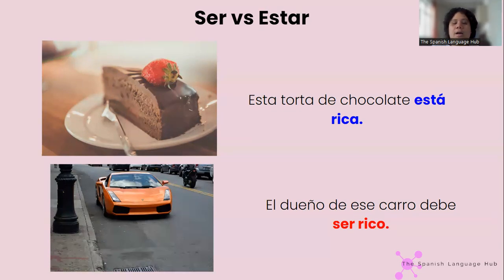Now here, el dueño de ese carro debe ser rico. The owner of that car must be delicious. Do you think that makes sense? No, it doesn't make sense because it's not what I mean. The owner of that car must be rich. So now, rico means rich. And here it means delicious. Okay, it's delicious in that moment, and it's because it gives you that context.